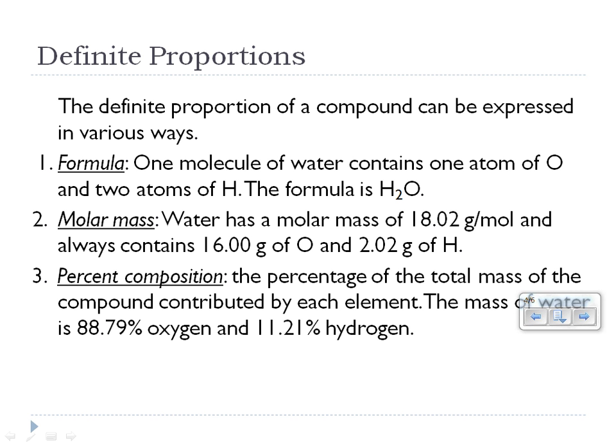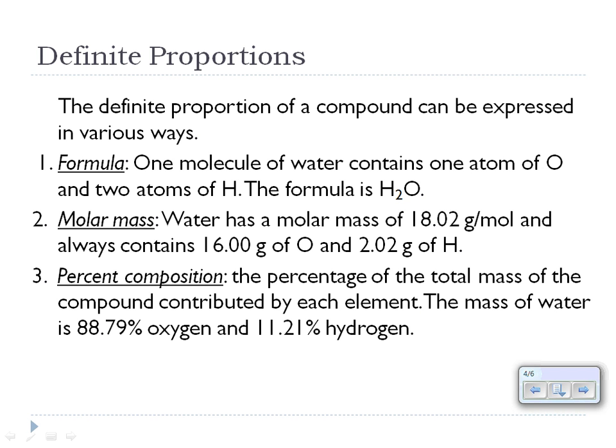The third one, which is new and which we're going to spend the rest of this video on, is percent composition. And that's the percentage of the total mass of the compound contributed by each element. So for example, the mass of water ends up actually being 88.79% oxygen and 11.21% hydrogen. So now what we're going to do is I'm going to show you how to calculate those percentages out.